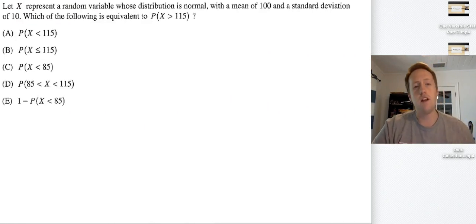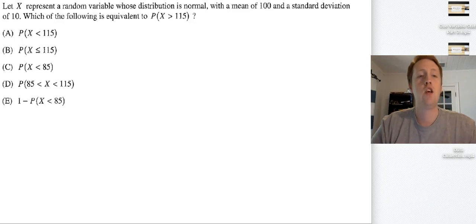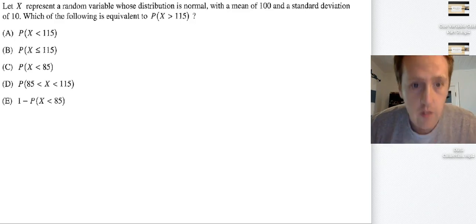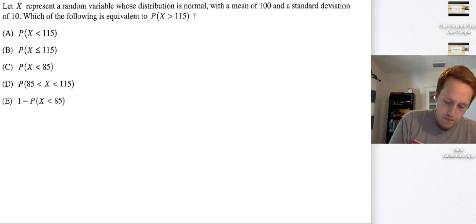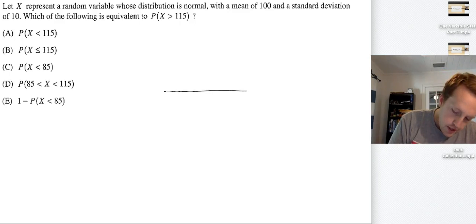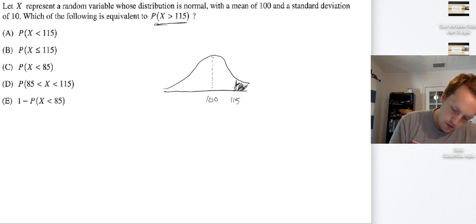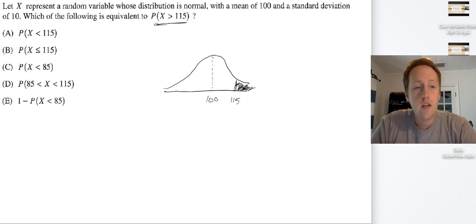Let X represent a random variable whose distribution is normal with a mean of 100 and a standard deviation of 10. Which of the following is equivalent to the probability that X is greater than 115? So what I'm going to do is I'm going to draw it. So I'm not going to perfectly label this because I just need to get an idea. 100, 115 is right here. And this probability means this.